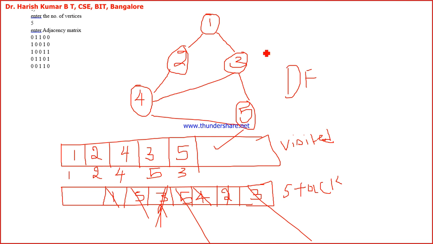Okay, now for the same thing, if I write the BFS, just by looking into this, you can go for writing. So 1 is the starting node. Say I visit 1.